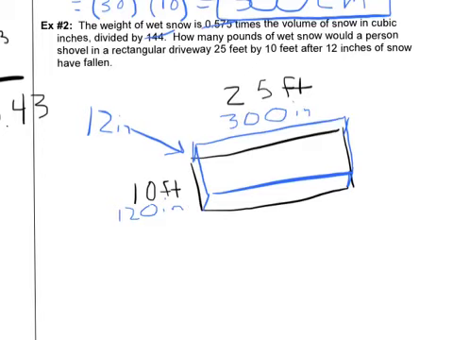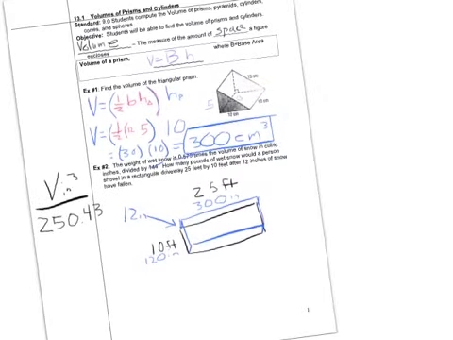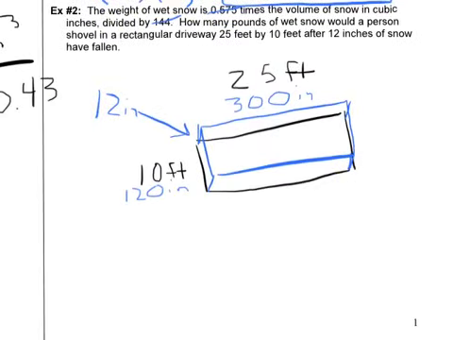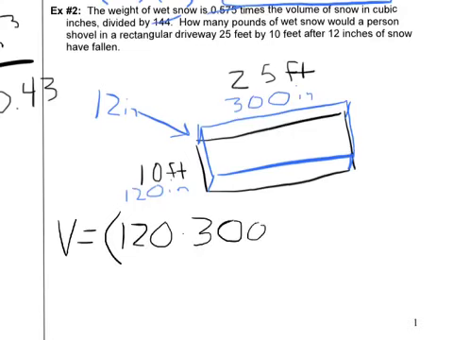So now we are going to just multiply these things together. Same thing as we did before, right? Up here we just did base area times height. So that's the same thing, really. So what's the base area of this thing? Well, the base is 10 feet by 25 feet, or 120 inches by 300 inches. So the volume is 120 times 300. And then we're going to multiply that by the height, which is 12. And so we could do this in a calculator. When you do 120 times 300, I get 36,000.